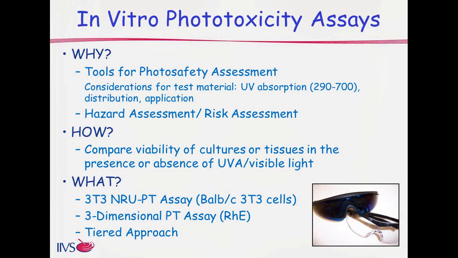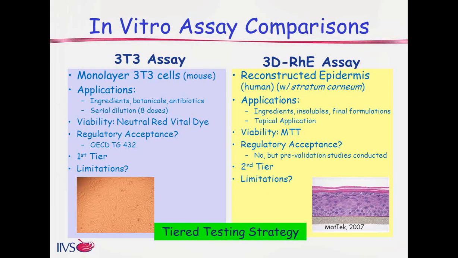These assays can be used independently or as part of a tiered testing approach. As we move forward, we'll individually break down these assays a bit further, and then we'll uncover how these assays might be used together as a tiered testing approach. Again, with these photosafety assays, the idea is essentially the same. We want to compare the cells or tissues in the presence and absence of UVA and visible light.